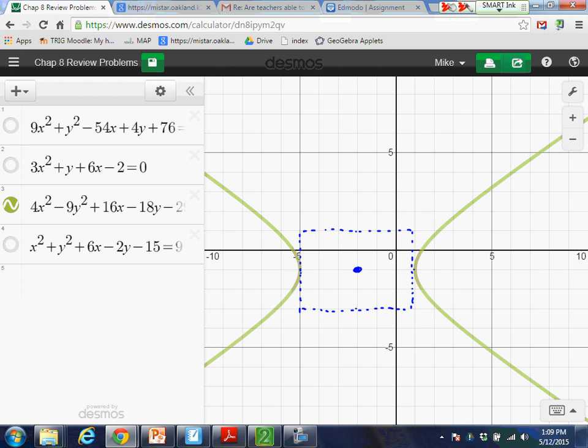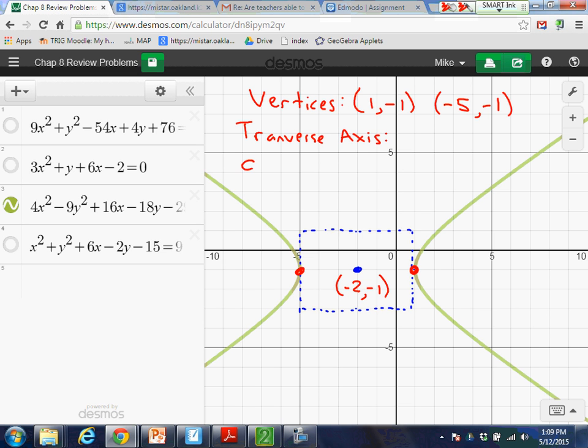Okay, so if we needed some information here, there's a vertex, there's a vertex. So my vertices for this problem, again, if this was -2, -1, and we added 3 and subtracted 3 from the x value, right? So the vertices were 1, -1, and -5, -1. Okay, this one doesn't really have covertices. There's no other points on the graph up there, so no covertices. But what this one will ask you about is transverse axis and conjugate axis. And of course, we'll do the foci in a second here.